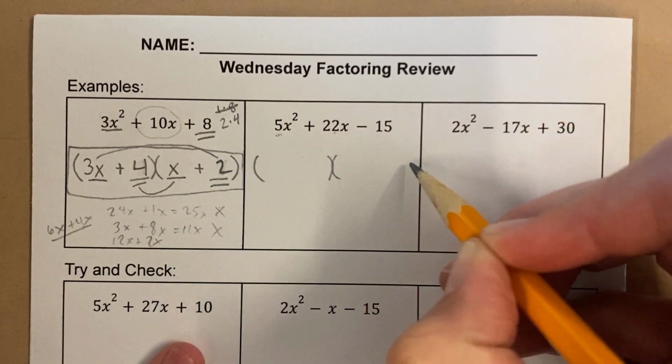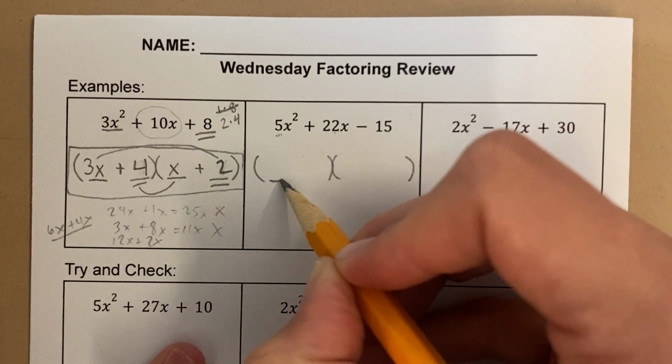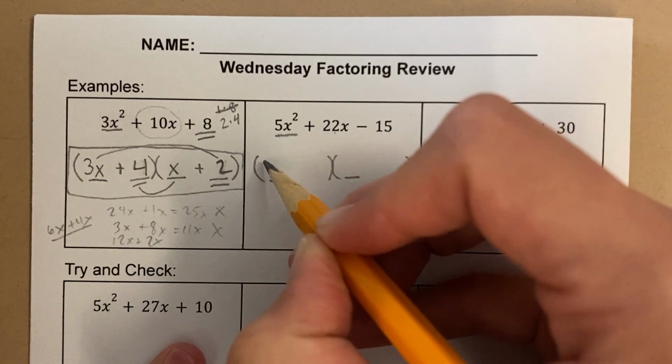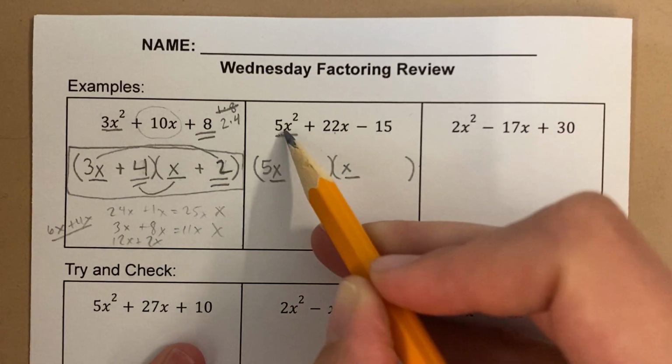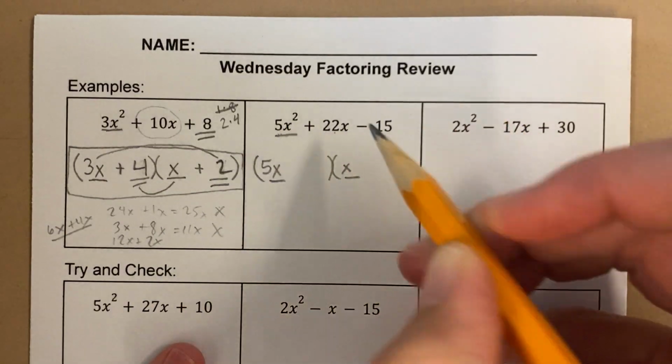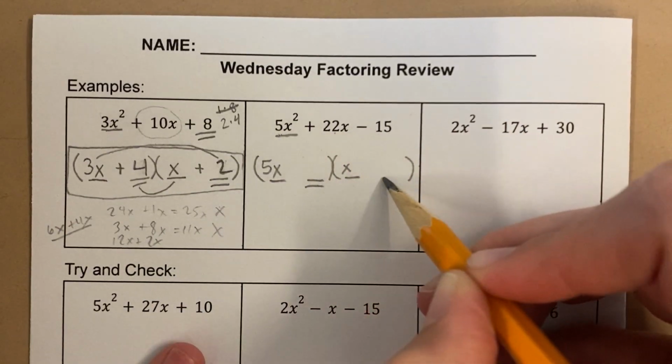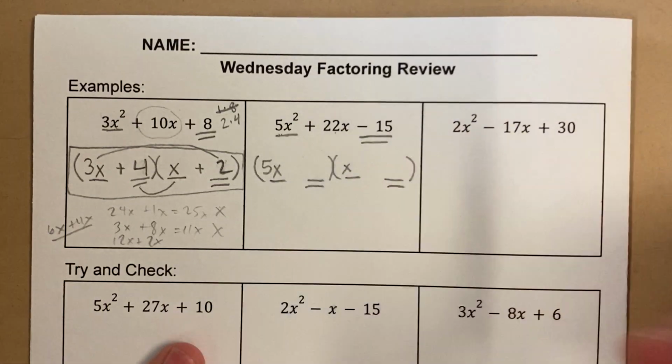So, no greatest common factor. Let's set this up. Remember, this times this equals this. So, that has to be 5x and x, because only 5 times 1 is 5, and x times x is x squared. So, it's going to be like this.